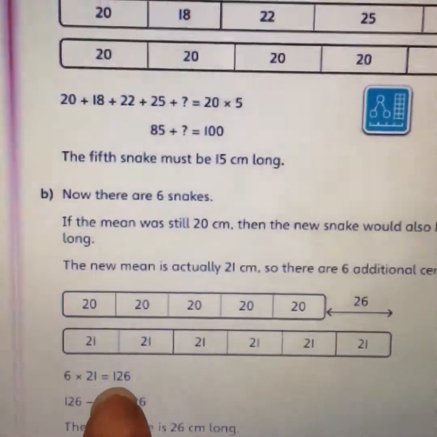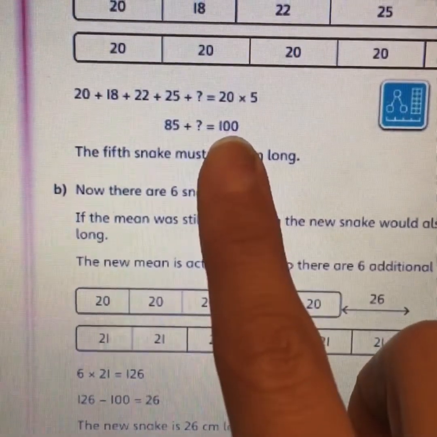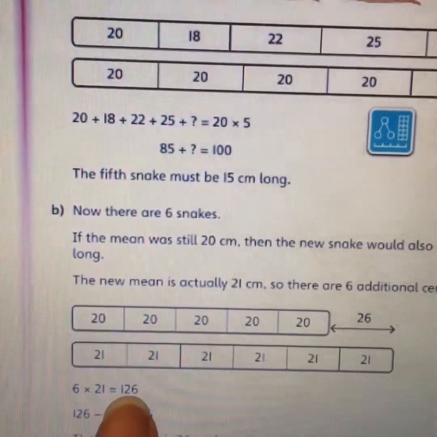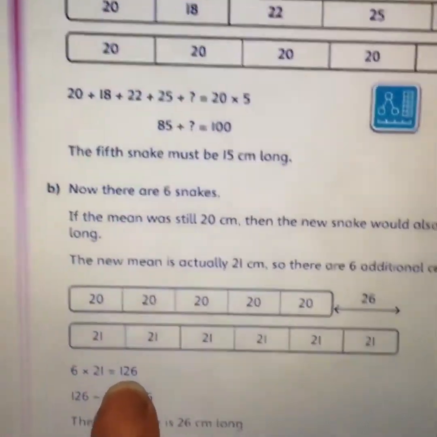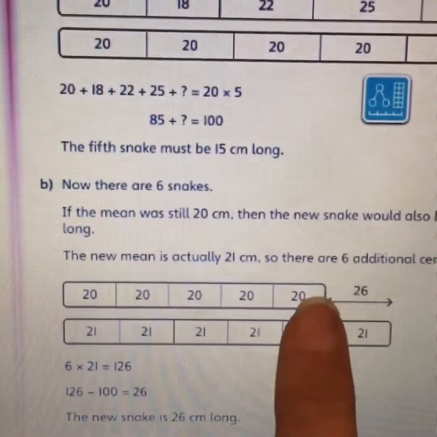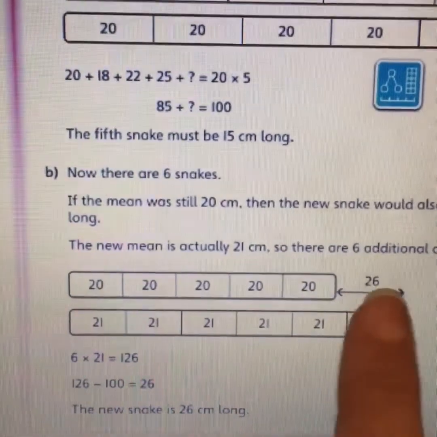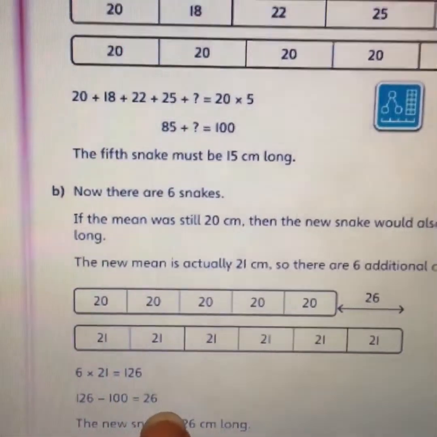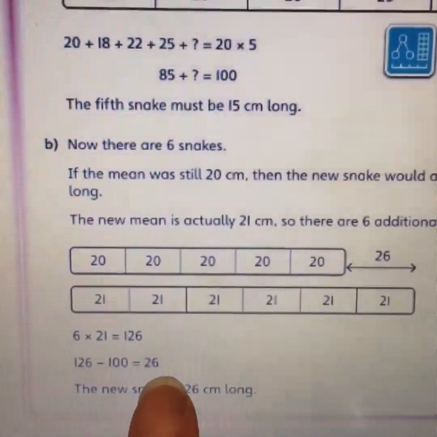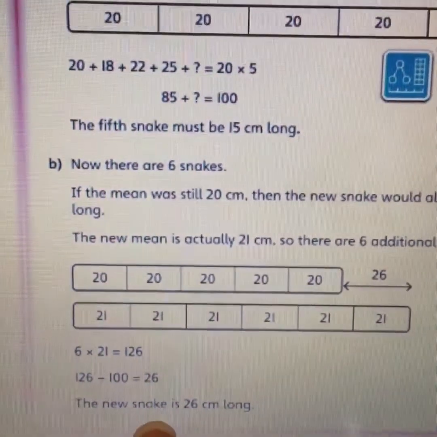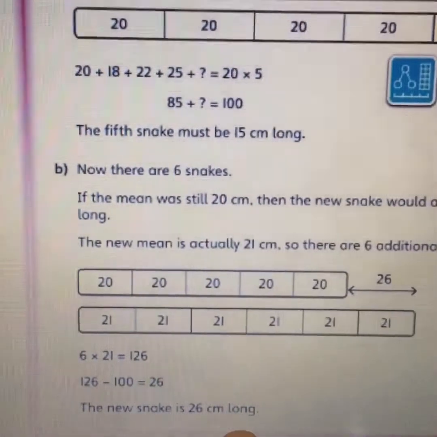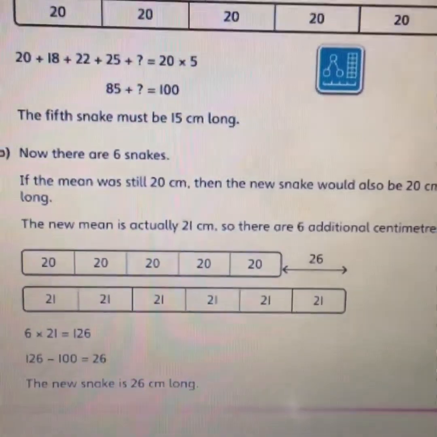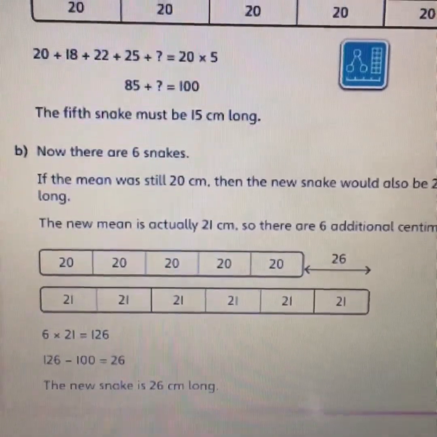So our total is 126. Now before this 6th snake, our total was 100. Now our total is 126. So what's the difference? How long must this new snake be? Well, you would do 126 take away 100 is 26. So this new snake is actually the longest one, because this new snake is 26 centimetres. Okay, well done if you got that right. Don't worry if you didn't. We'll keep going over this. It is a little bit tricky, but keep going.